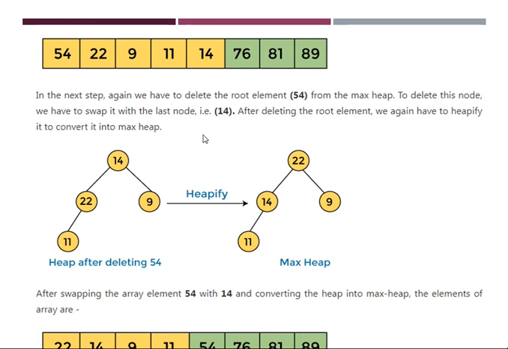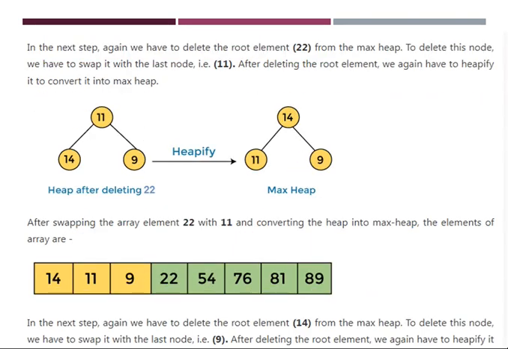Now next we need to remove 54, as this was the root of the tree. After removing 54 from the root and replacing it with the last node, that is 14, this is the tree structure here, or rather heap structure. Then again, because the properties are getting violated, we need to heapify it. Later on we need to remove again the root node, that is 22, and see what heap structure we are getting here.